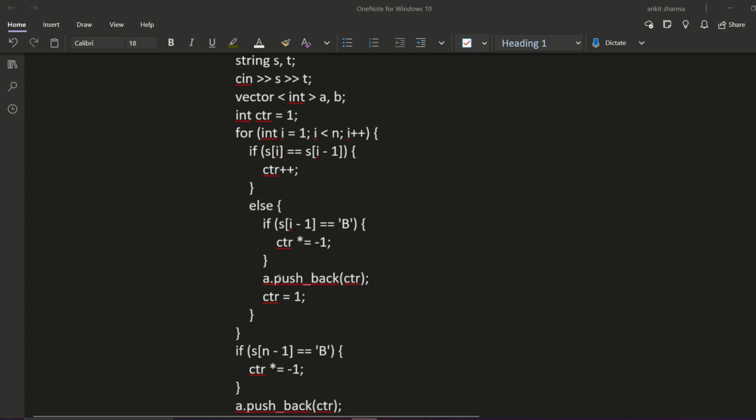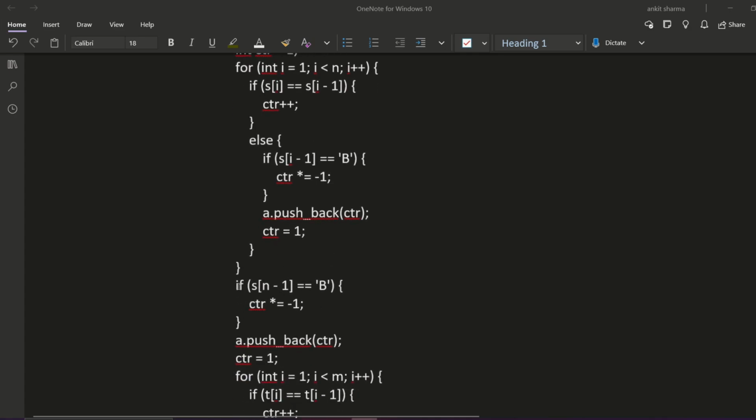Corresponding to S, I have maintained A. Corresponding to T, I have maintained B. Another thing to notice: when my last element is B, I am inserting the negative of that count. Why so? Because I have to distinguish between A and B finally, when I jump back to the conditions, to check whether I can insert it or not. The negative part will denote B and the positive part will denote A.